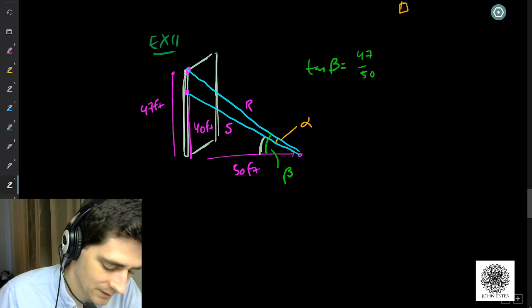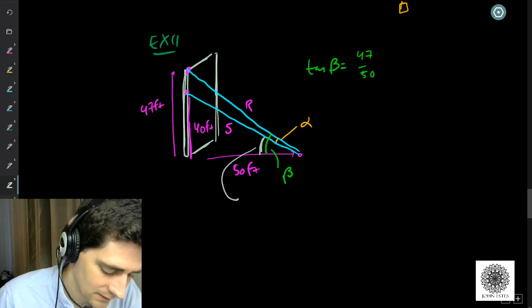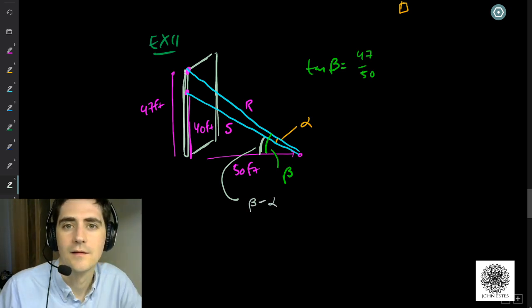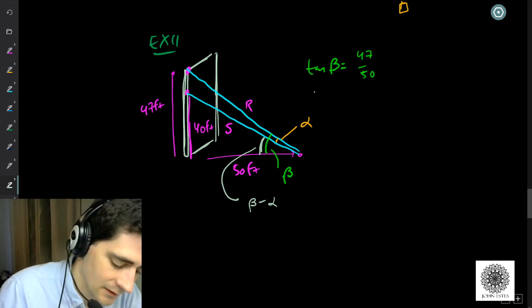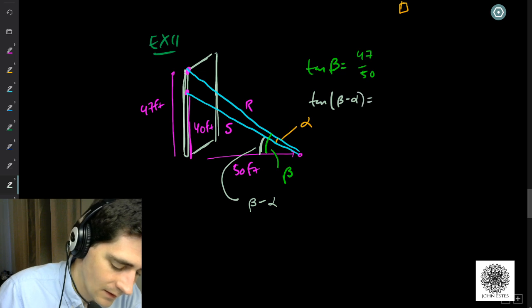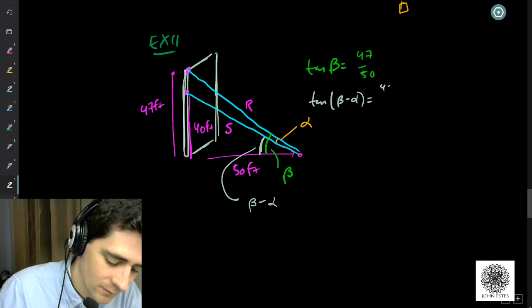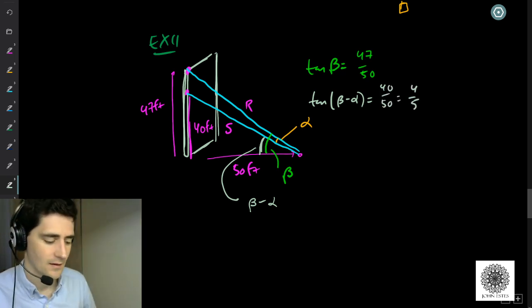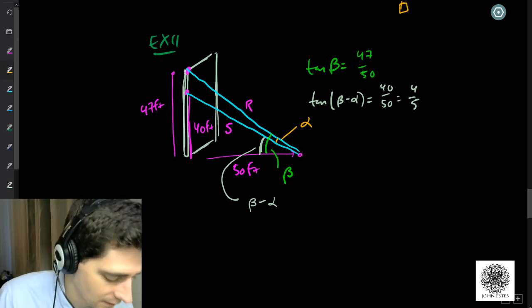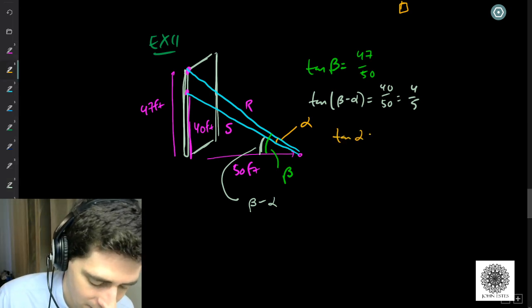Now I also know tangent involving this angle, but how do I express that angle? Well, that angle, isn't that the big angle beta minus the angle we're looking for, alpha? So actually I know tangent of beta minus alpha, and tangent of beta minus alpha is 40 over 50, which will reduce down to 4/5.